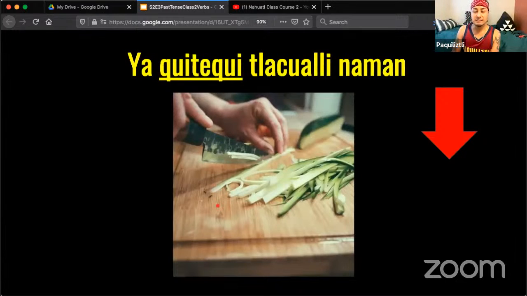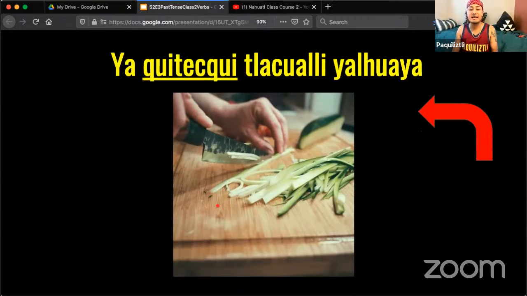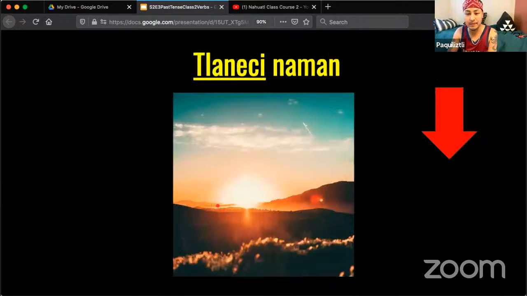We're almost done with these verbs. Ya kiteki, tlacuali, naman. And ya kitehki, tlacuali, yalwaya. Right? Last one, I believe.